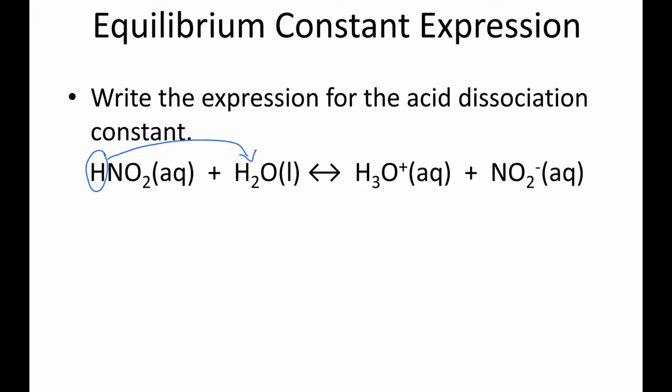I hope by now you're okay with the acid loses its H to the base. The way I know that this is what happened is because when I come over here to the product side, hydronium happens to have one more H than water. Therefore, water was the base. And nitrous acid is the acid. And in the product side, hydronium is the conjugate acid, while nitrite is the conjugate base.